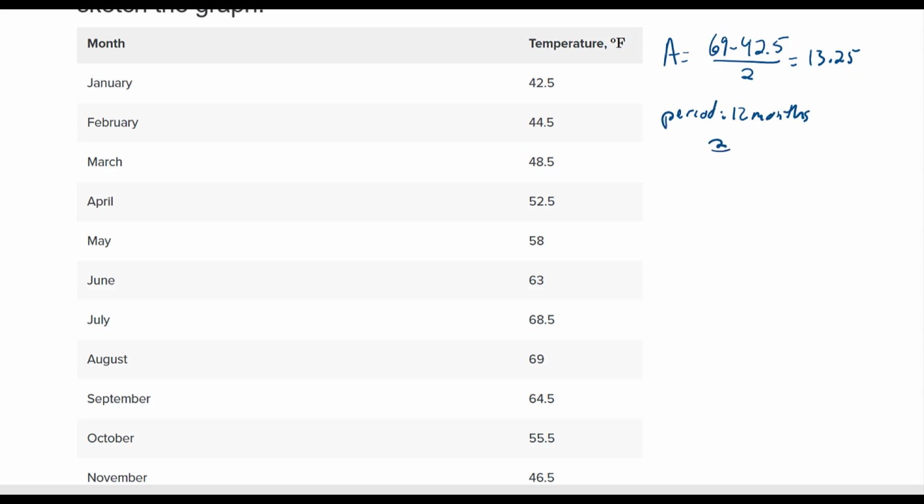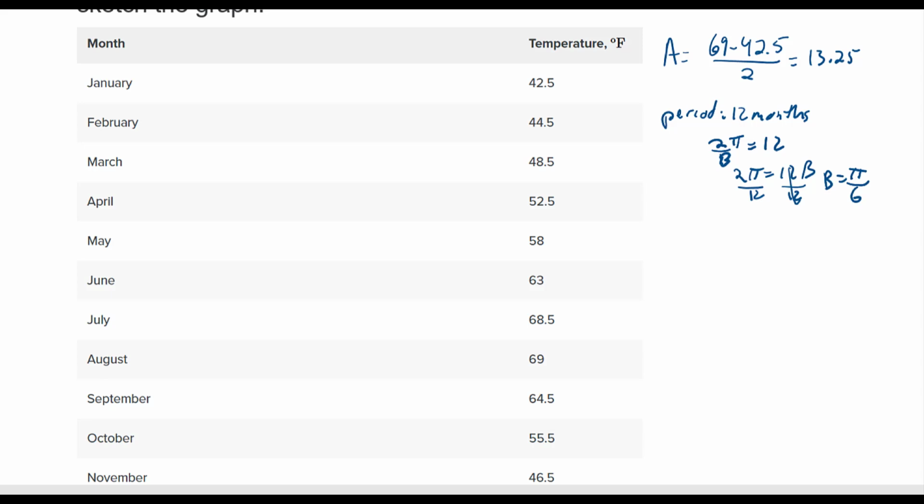Now for our b, the period is 12 months. So 2 pi over b is 12. So 2 pi is 12b divided by 12. b must be pi over 6. So we're starting to build up all the components we need.